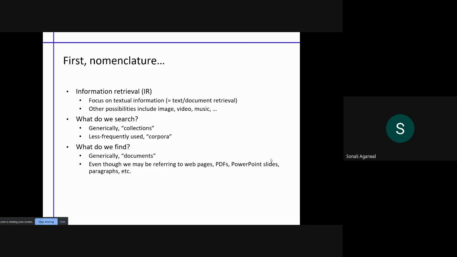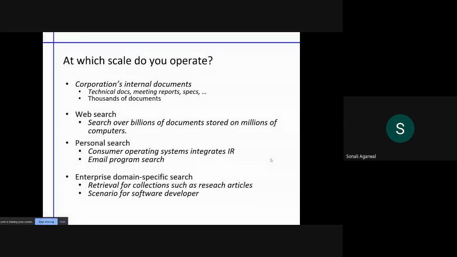Then what we find most of the time: if we are working on text, then we have a huge collection of web pages, PDFs, PowerPoint slides, paragraphs, etc. So at what level are we operating?